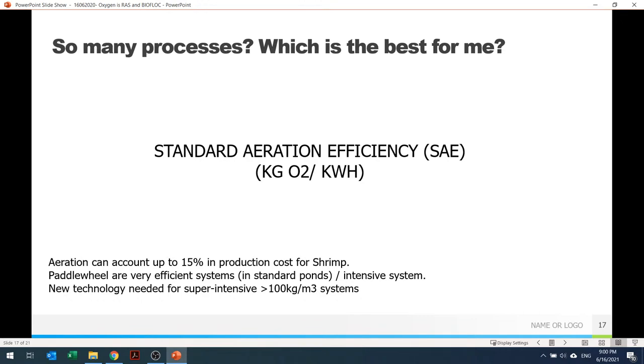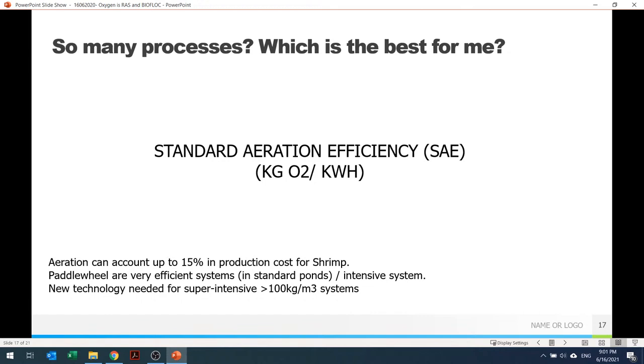How I look at aeration is, like many of you, I'm also a farmer, and I have to pick the best technology that is most suitable for us, right? Aeration or energy cost is the deciding factor when you are selecting your aeration technology. The energy cost can usually rise up to 10 to 15% of your production cost for a semi-intensive, intensive or super intensive system. Okay.